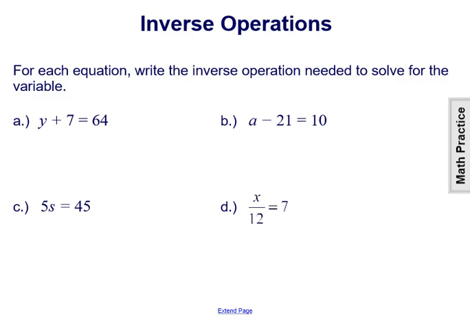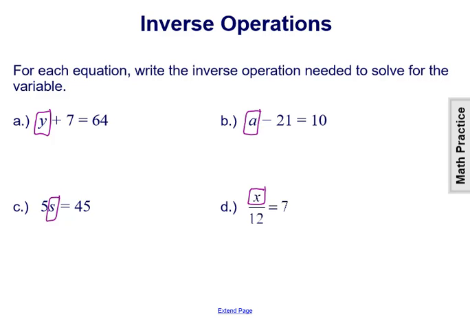The first thing is to make sure you know where the variable is in the equation. For example, the equation for A is y plus 7 equals 64. So we have the variable y, and it's on the left side of the equation. In B, a minus 21 equals 10, we have the variable a on the left side. In C, 5s equals 45, we have the variable s on the left side. And in D, x divided by 12 equals 7, we have the variable x on the left side of the equation.